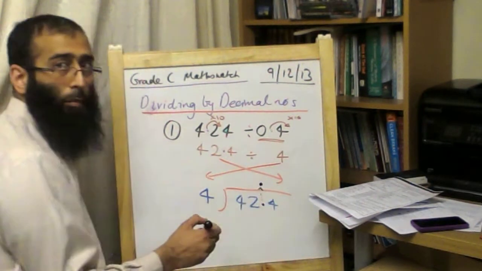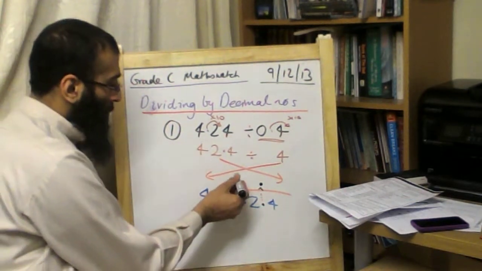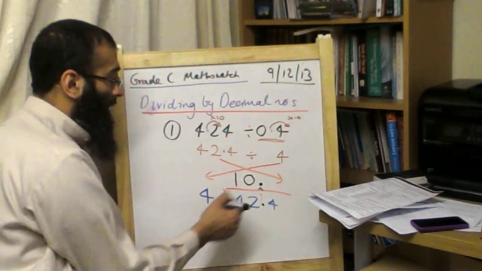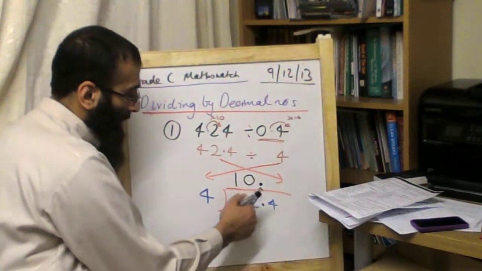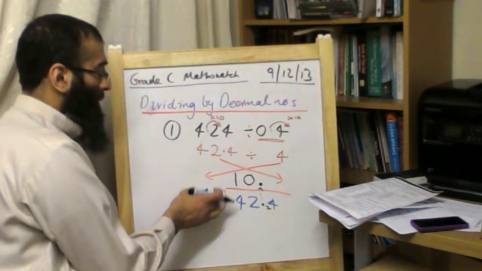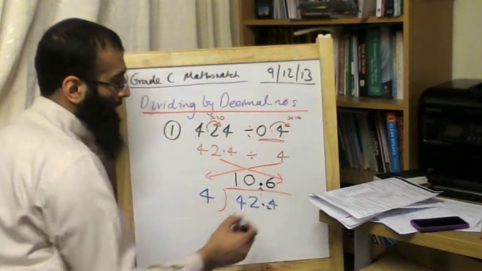A nice big fat decimal point there. So how many 4s will go into 4, as we started off? Which is 1. How many 4s can we fit into 2? The answer is nothing. You can't get a group of 4 from 2. So that 2 becomes the remainder. Pass it on to the next number. How many groups of 4 can I make from 24? And the answer is 6.